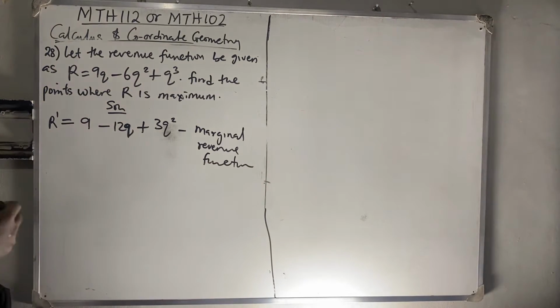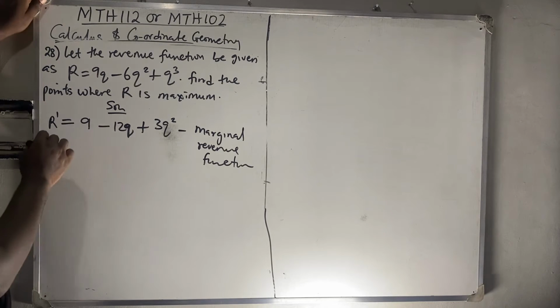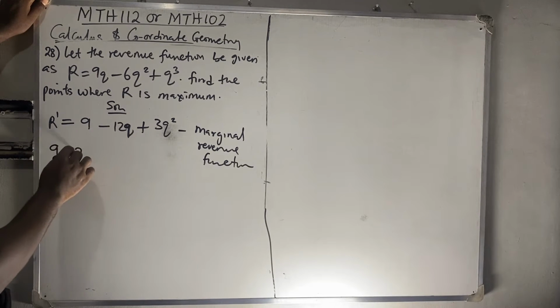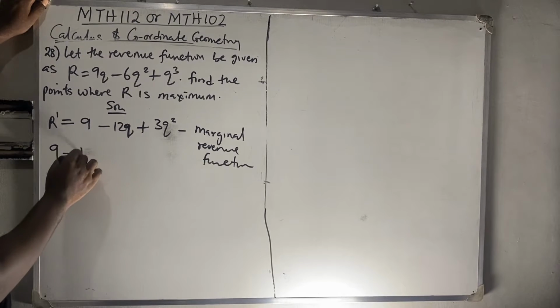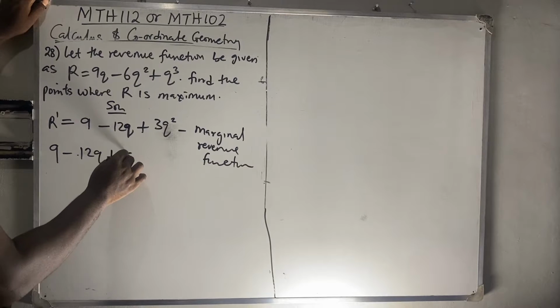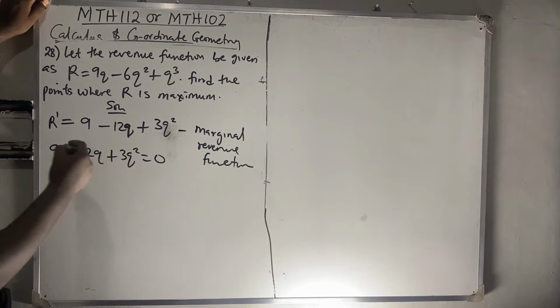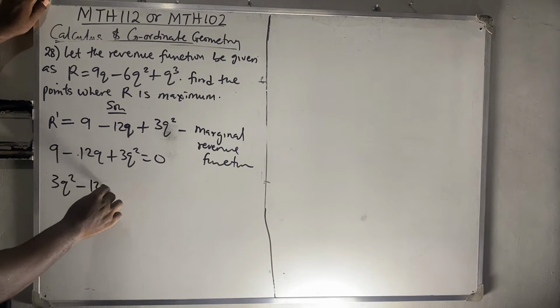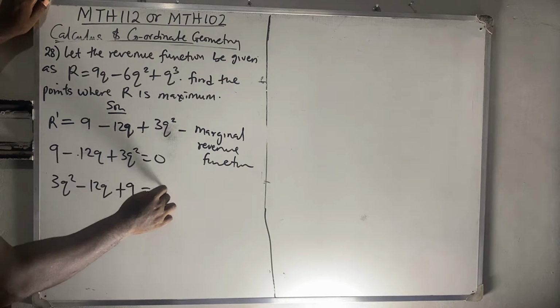So at the marginal revenue function, to find the critical point, the point where we can check whether it is maximum or minimum, we now equate this to 0. So I have 9 minus 12Q plus 3Q squared is equal to 0. If I arrange it very well, I'm going to have 3Q squared minus 12Q plus 9 is equal to 0.